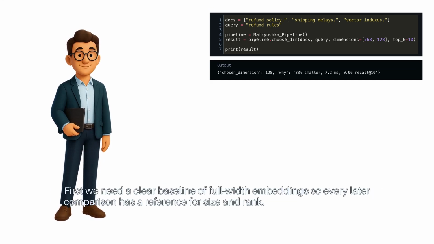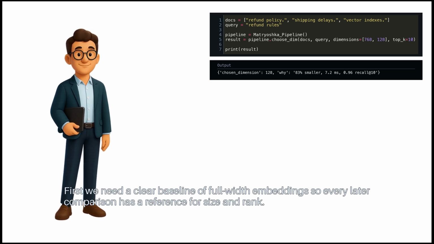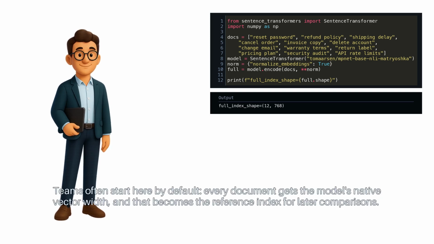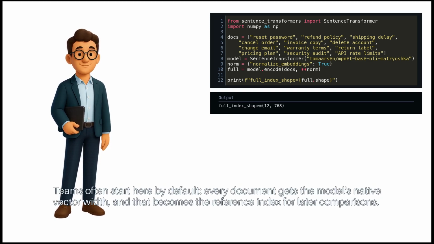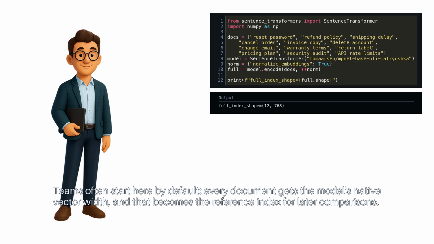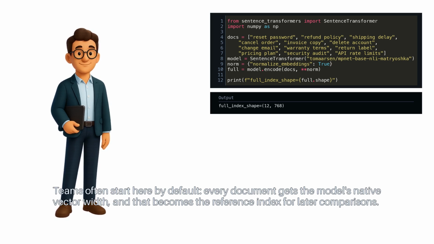First, we need a clear baseline of full-width embeddings, so every later comparison has a reference for size and rank. This snippet builds the full-size baseline embeddings with sentence transformers. Teams often start here by default. Every document gets the model's native vector width, and that becomes the reference index for later comparisons.